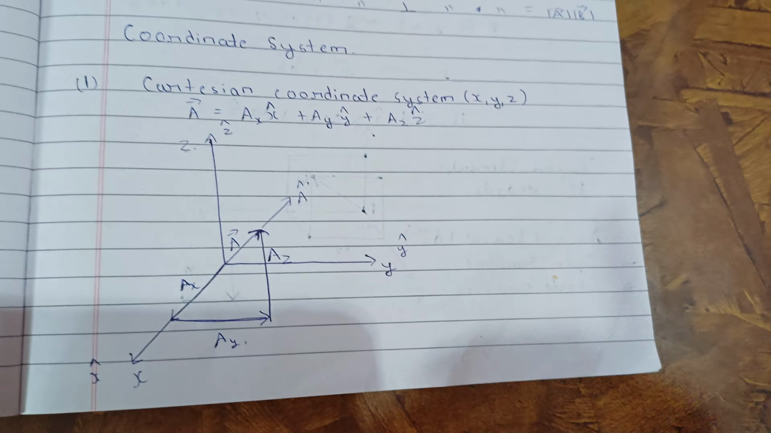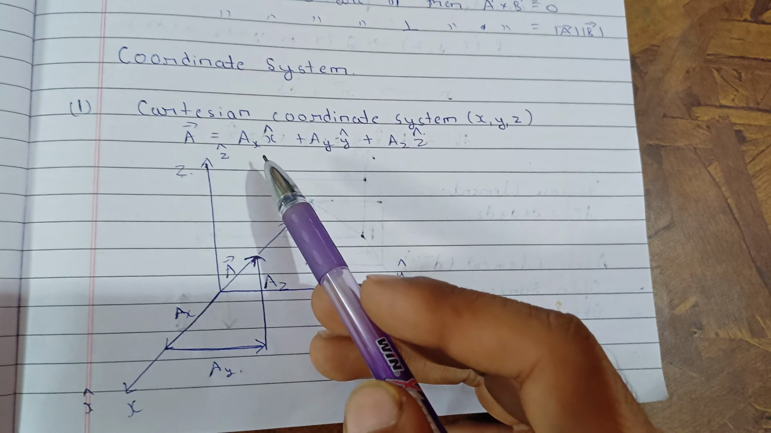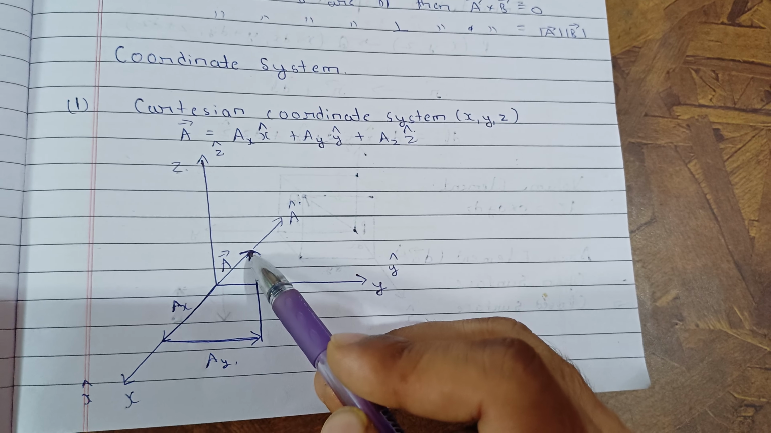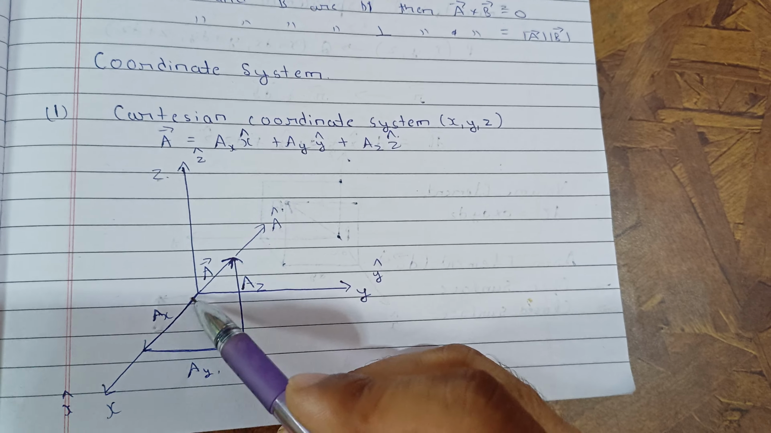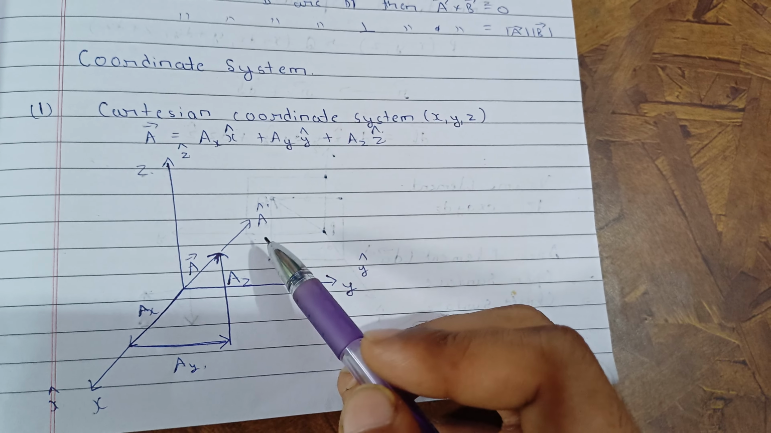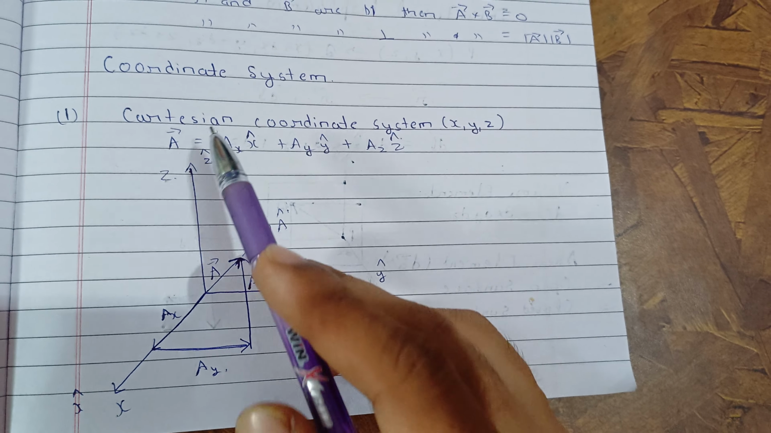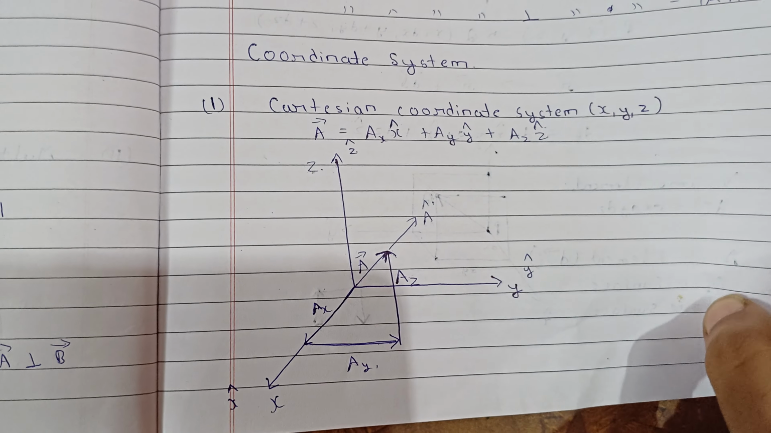So remember this. Now if you want to represent any vector, and you want to represent this point, then this vector a will be ax in the x direction, ay in the y direction, and az in the z direction. That will give you this vector a. That's how you can define your vector in the Cartesian coordinate system. Now, how to define a position vector in the Cartesian coordinate system.